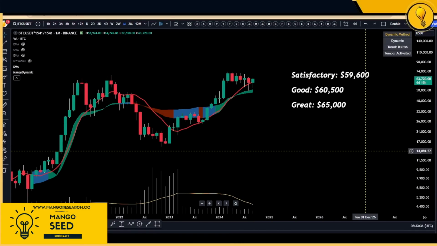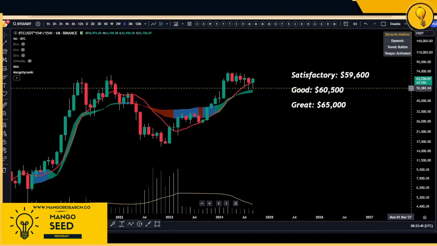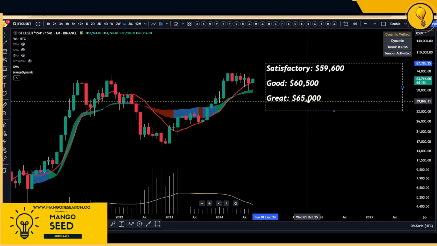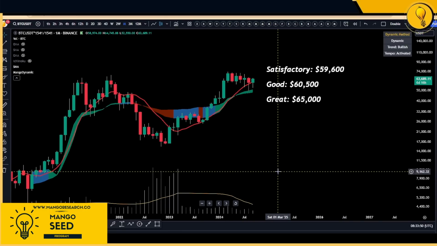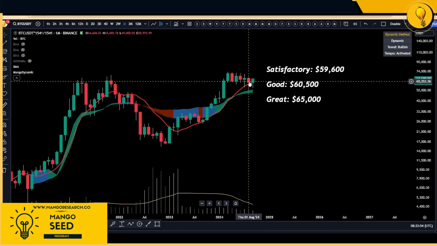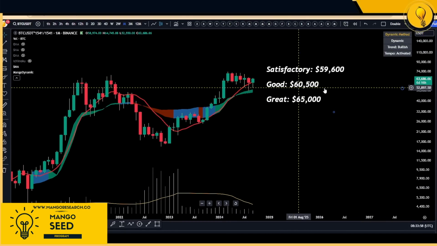This is the time frame to be watching over the next week. We are closing the month in 6 days and 16 hours to be precise. Right over here, we have the levels that we are looking for the monthly to close over. A satisfactory close would be 59,600. That is essentially where the monthly 10 SMA is coming in at. A good close is going to be anything above 60,500.